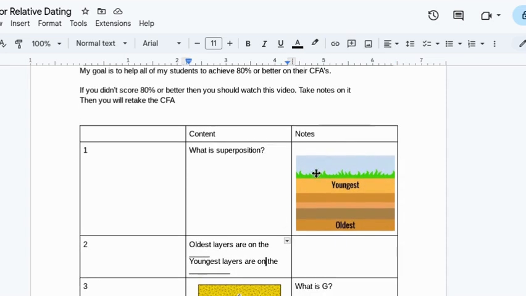If I were to find a rock and it was found here, I would know that the rock was younger than a rock found down here. So, based on this picture, oldest layers are on the bottom. Youngest layers are on the top.